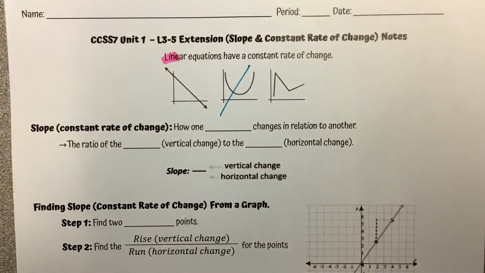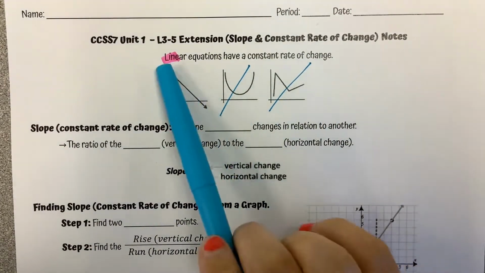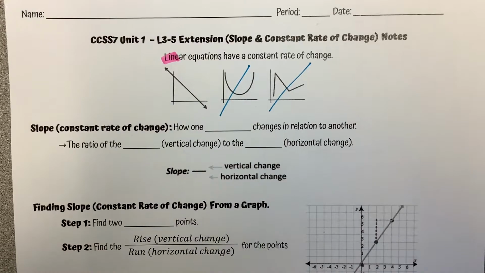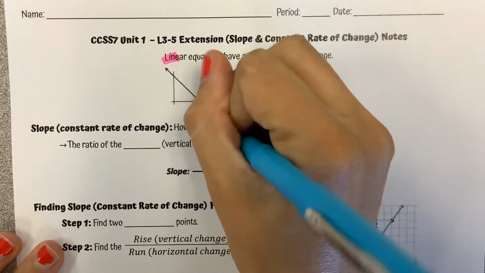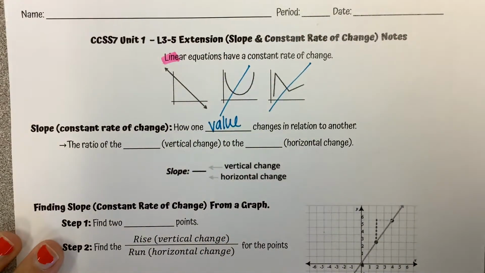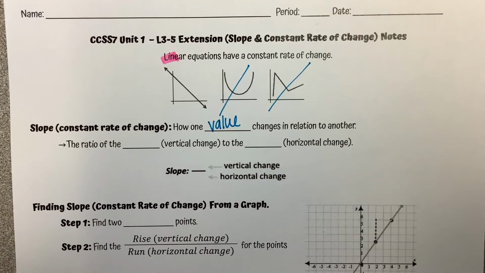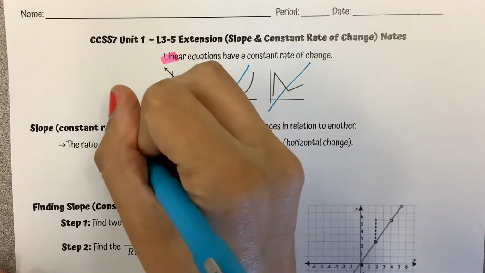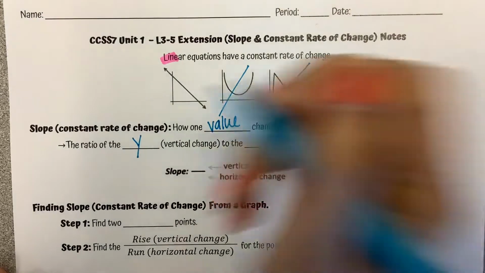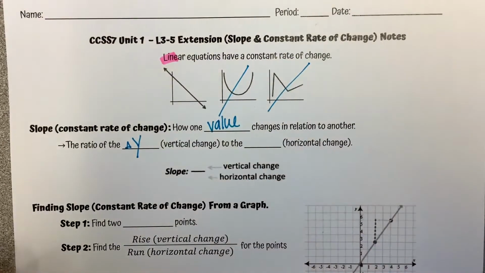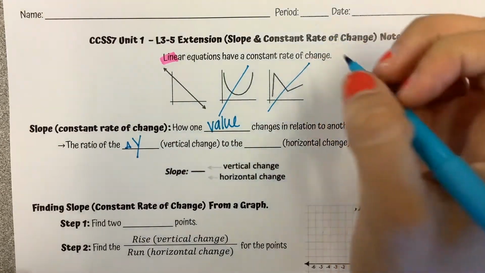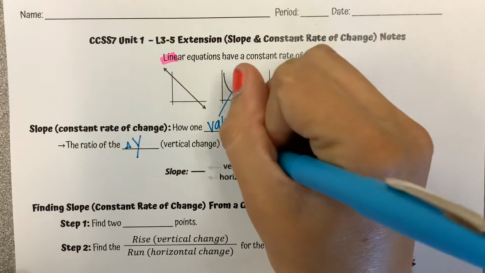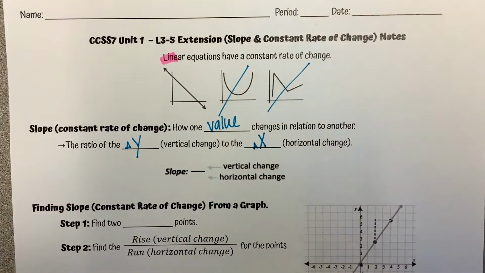So this is not a linear equation, this is not a linear equation because they are not a constant straight line. Slope, or constant rate of change, you might hear us use interchangeably. It's how one value changes in relation to another. So it is the ratio of the change in y, we can use a little delta to represent change in y, to the change in x, horizontal change.